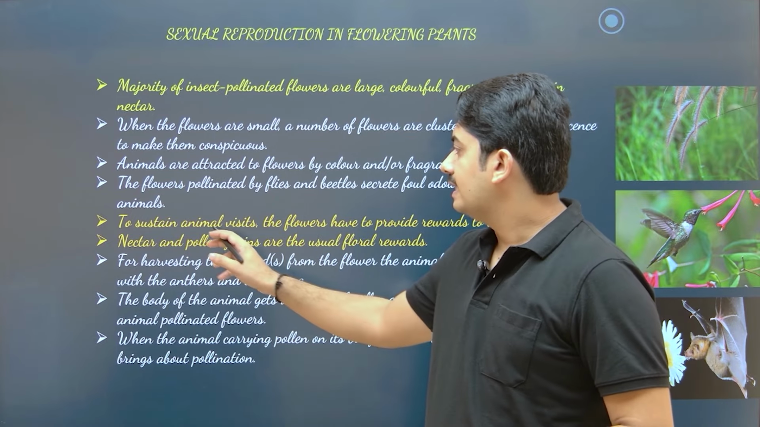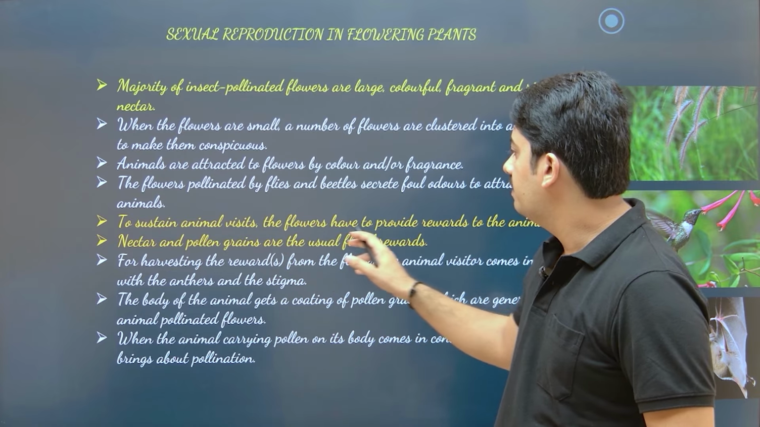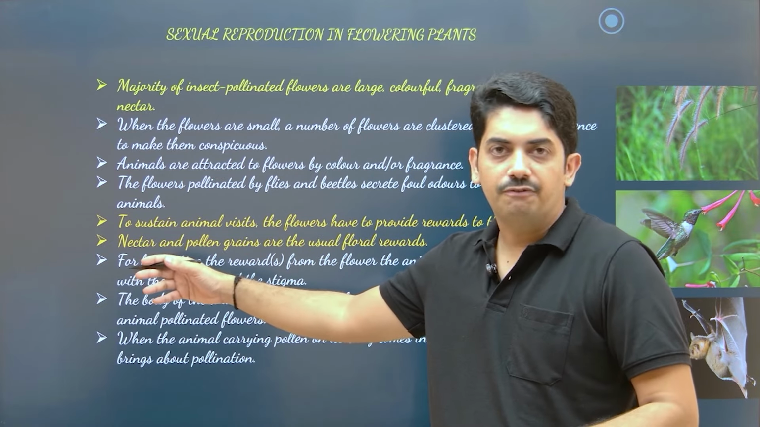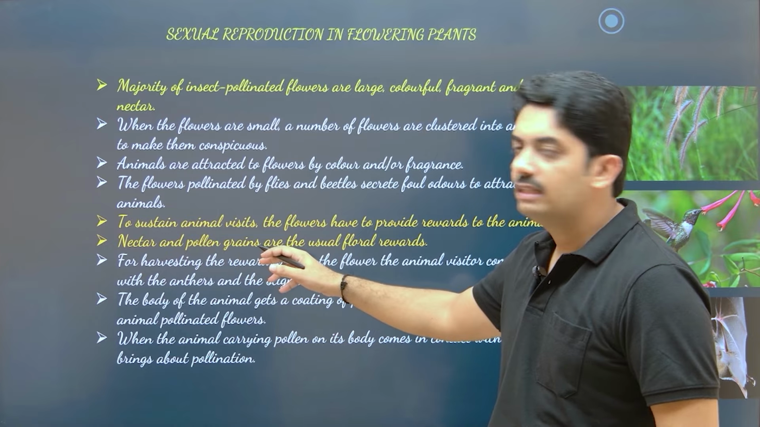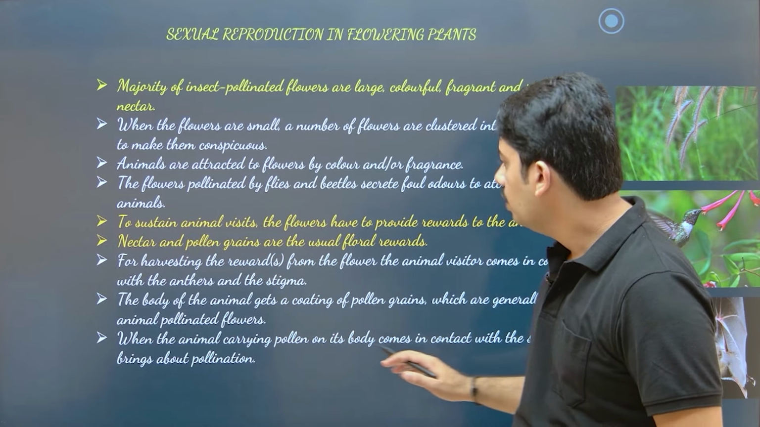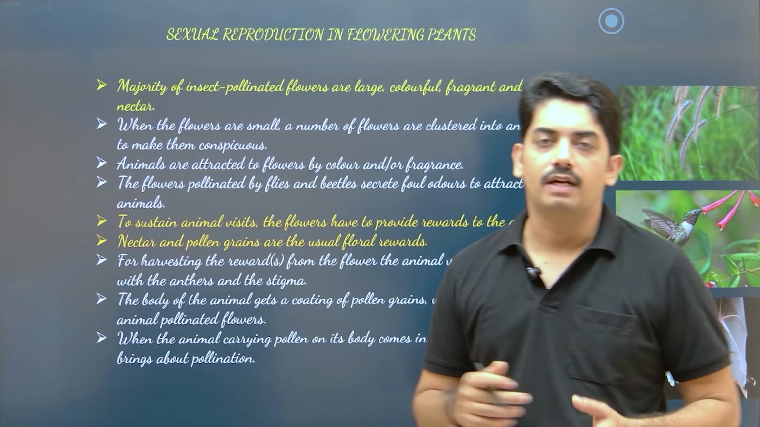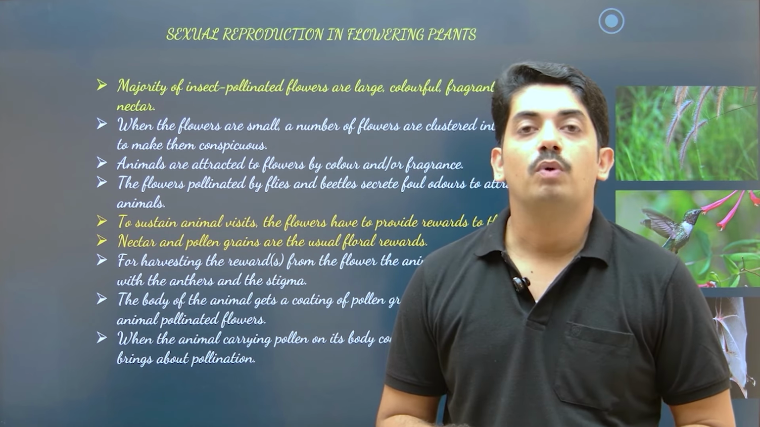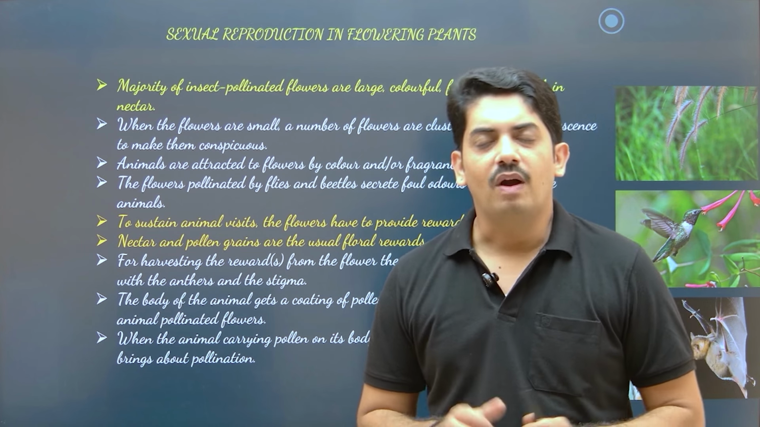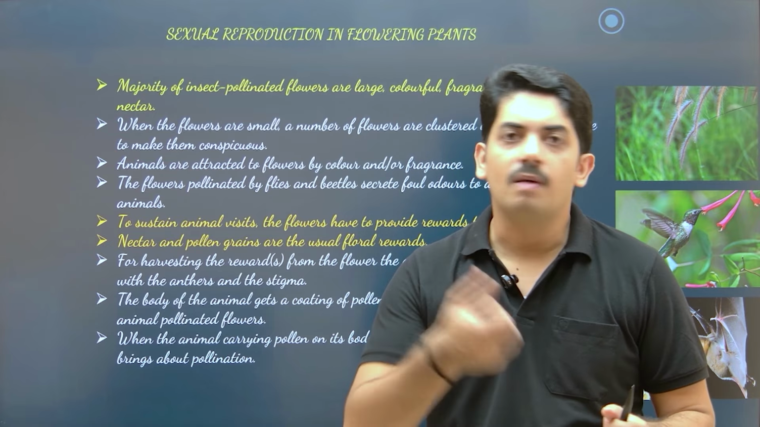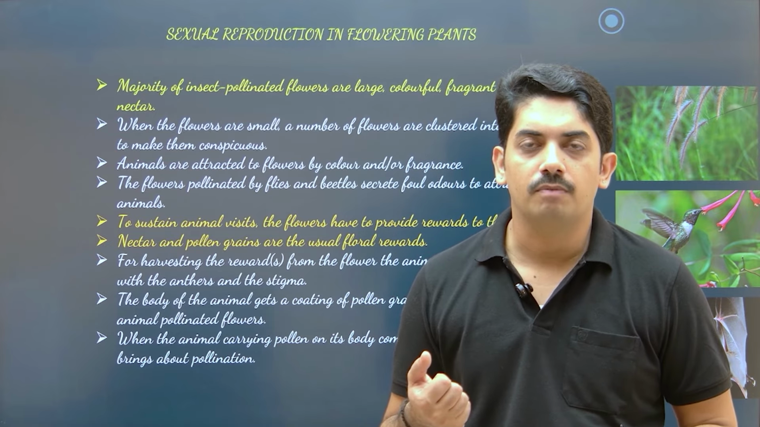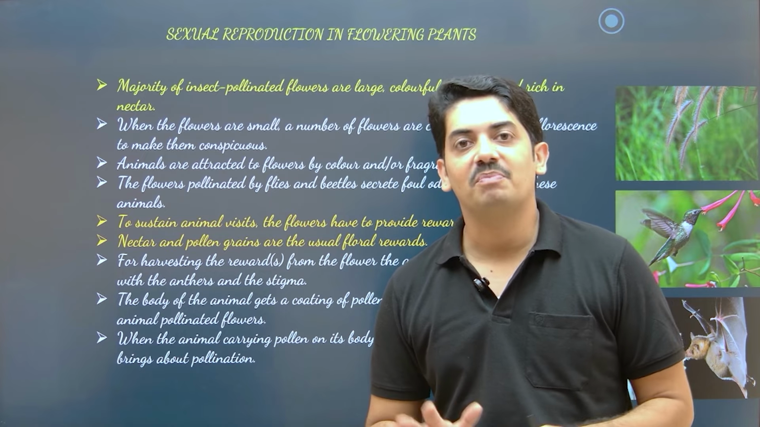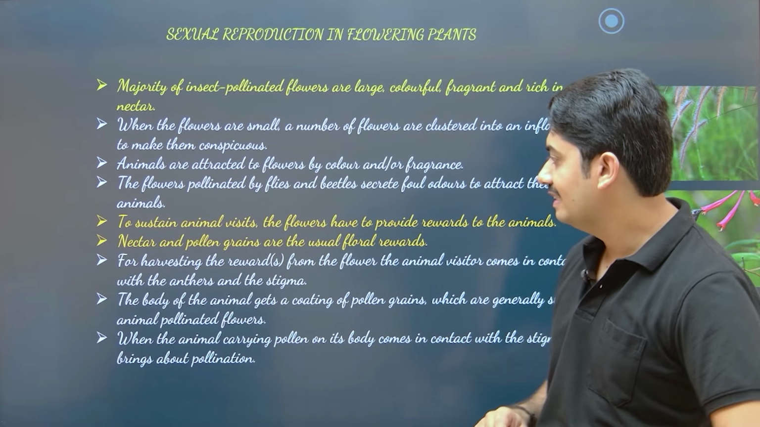Okay, to sustain animals' visit, the flowers have to provide a reward to the animals in the form of nectar or in the form of pollen grains. Okay, so those are the floral rewards. See, there are some organisms called pollen robbers. What they will do, they just rob the pollen grains or nectar from the flower, but they do not undertake pollination. Okay, so this type of organism also exists in nature.